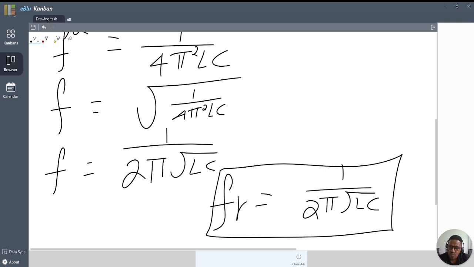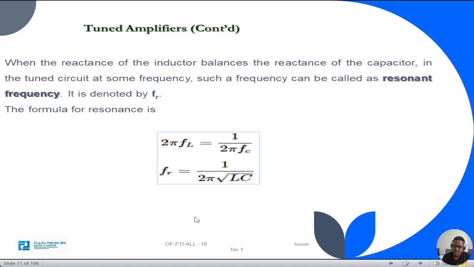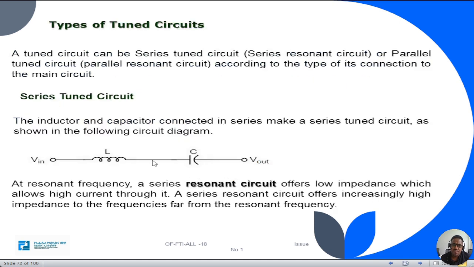This is our natural frequency or resonant frequency. It occurs when the reactance of the inductor is balanced with the reactance of the capacitor. That means at the unity factor we get the resonant frequency.